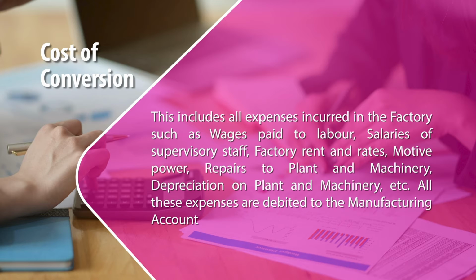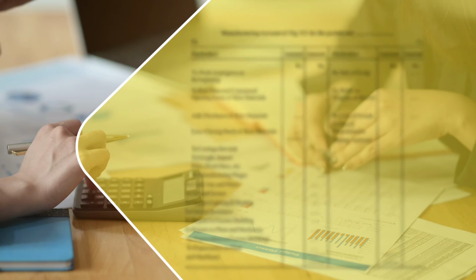So it means the cost of conversion is what we spend when we put the raw material into operations in order to convert it into finished goods, such as wages paid to labor, salary of the supervisory staff, factory rent and rates, motive power, repairs to plant and machine, depreciation on plant. These all expenses are debited to the manufacturing account.